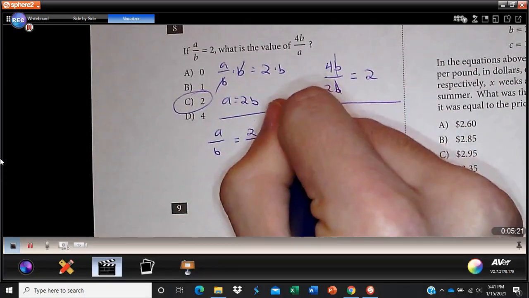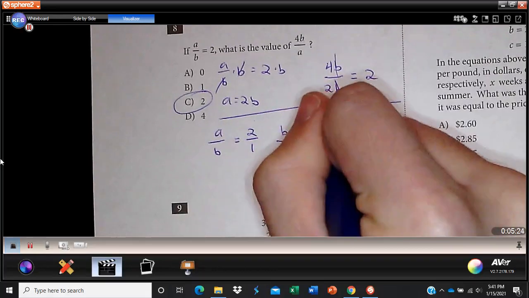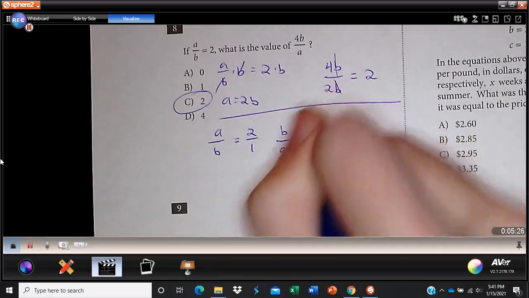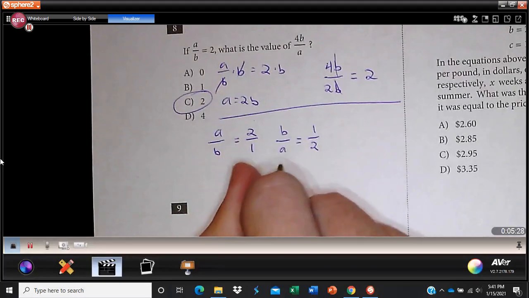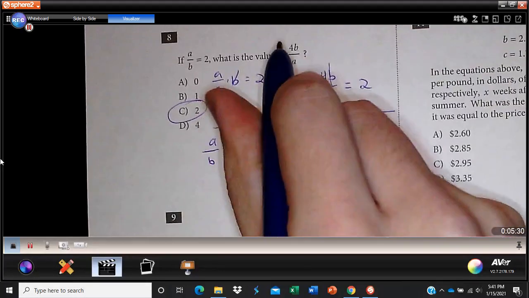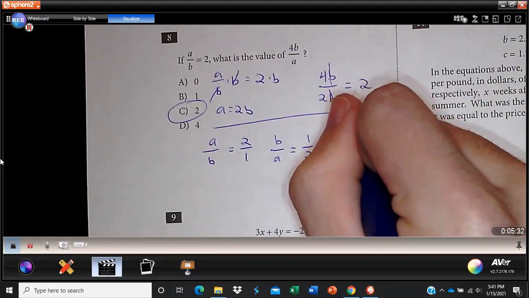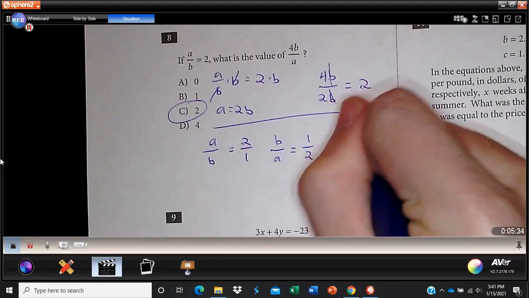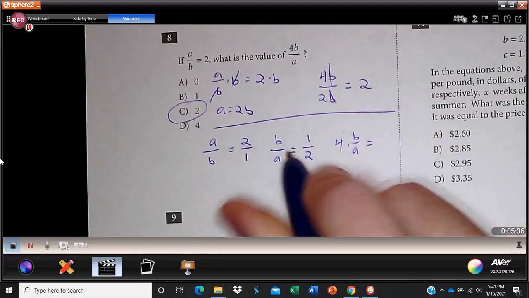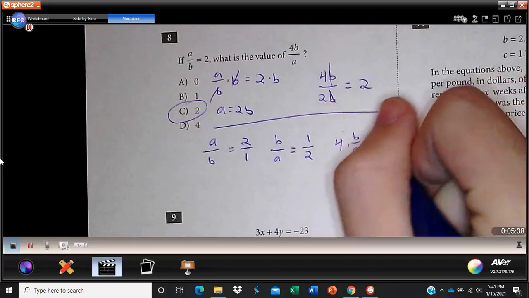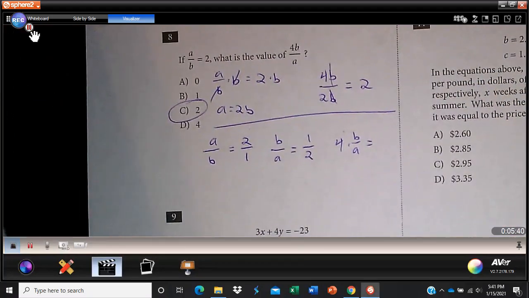And so I'm going to invert the left side, and that's going to invert the right side. So I get this, and now I know b over a is 1/2. So for b over a, it's going to be 4 times b over a, and I know that b over a is 1/2.